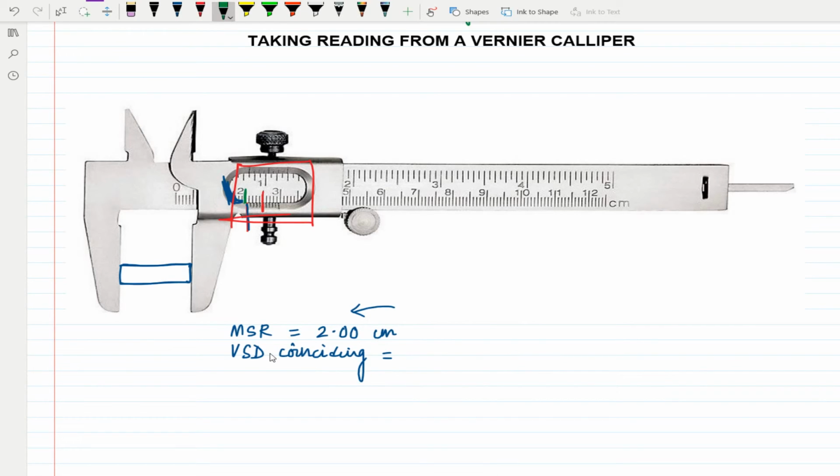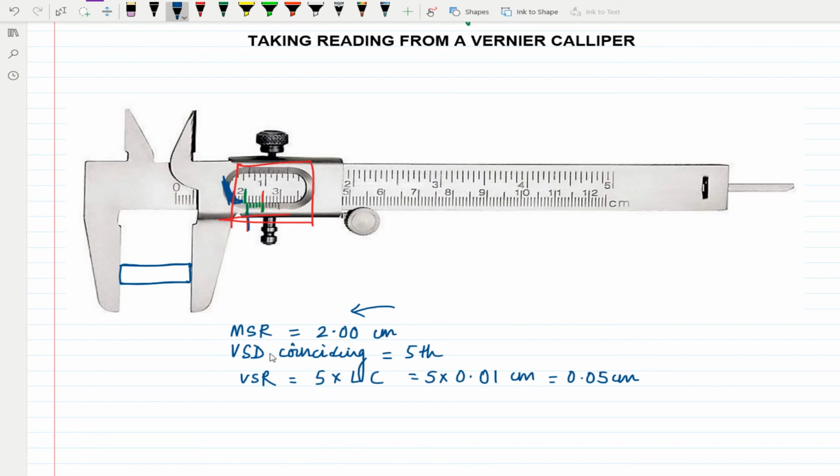So we need to count how much is this particular division. So this was 0, this is 1, this is 2, this is 3, this is 4, and this is the fifth division. So the vernier scale division coinciding in this case is 5, or the fifth. So the vernier scale reading will be 5 into the least count, which is 5 into 0.01 centimeter, and that is 0.05 centimeter.